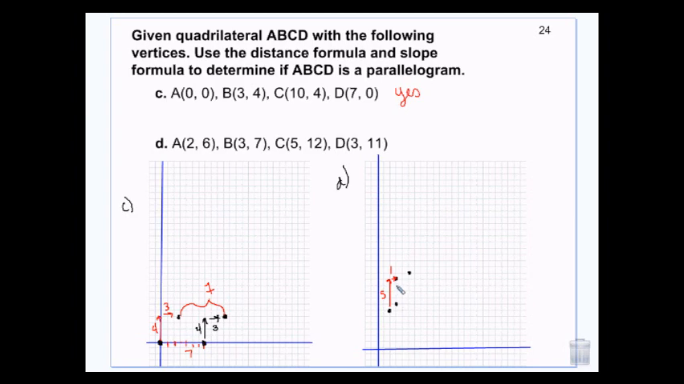And to get from this point, I'm going up 1, 2, 3, 4, no, 5, sorry, 5. But I'm going over 2. So I go up 5 both times, but I go over 1 once and I go over 2 the other time. So I don't even have to do anything else. They don't match. So it's not a parallelogram. So up 5, but over 2.